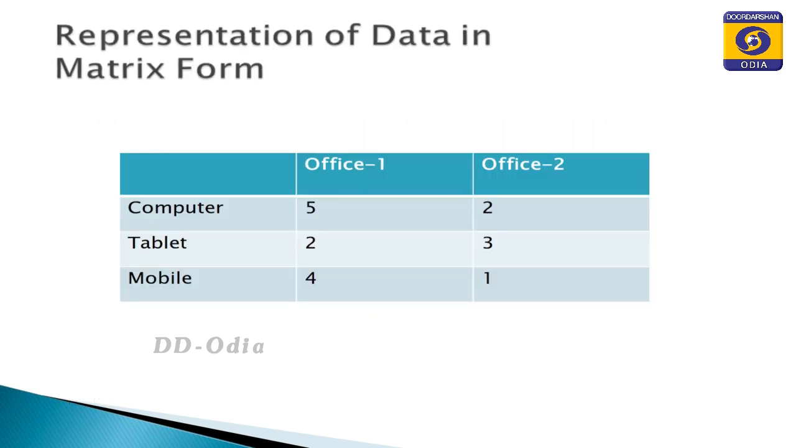Representation of data in matrix form. Suppose office 1 and office 2 use computers, tablets and mobiles, as given here. Suppose we take office 1 and office 2 column-wise and computers, tablets and mobiles row-wise. We can also change it: office 2 can be the first column and office 1 the second column, or office 1 and office 2 can be placed row-wise and computers, tablets and mobiles column-wise. There is no problem. This is the representation of data in matrix form.